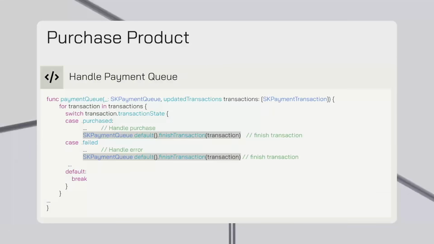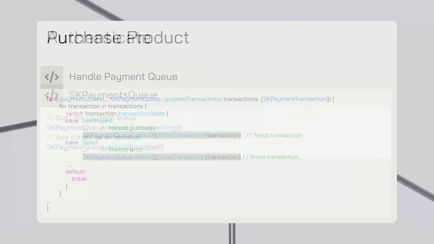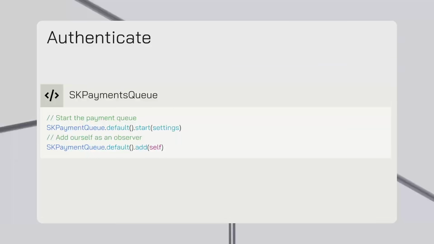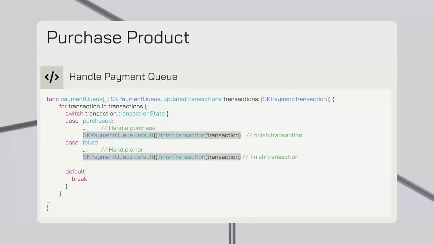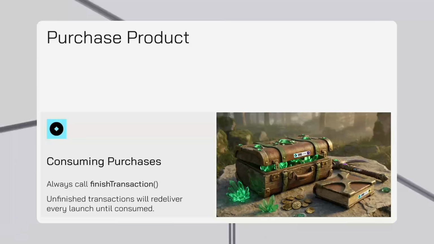Now that we're populating the queue, we need to actually handle it. This is where the observer we set up during authentication comes back into play. For each transaction in the queue, we need to switch over their transaction state and handle appropriately. Note that we should always call finishTransaction. Unfinished transactions will redeliver every single launch until they are consumed.